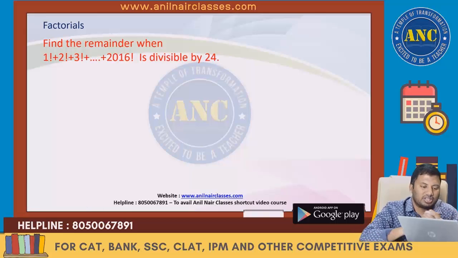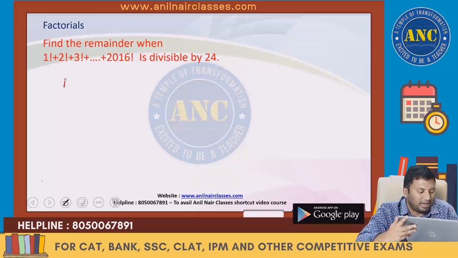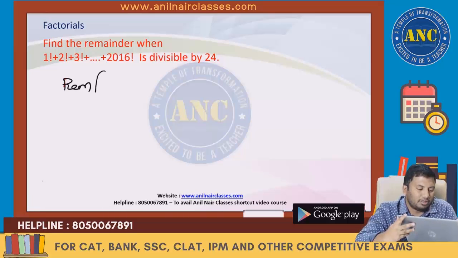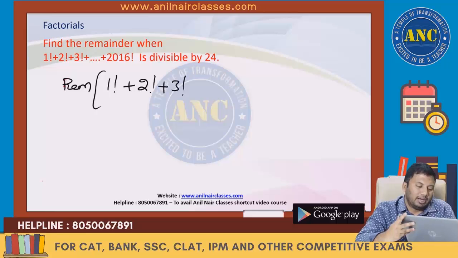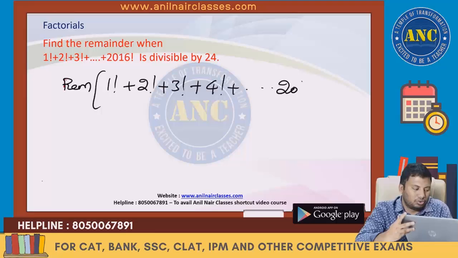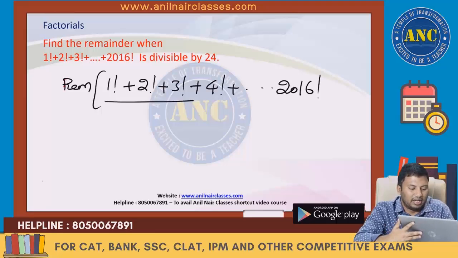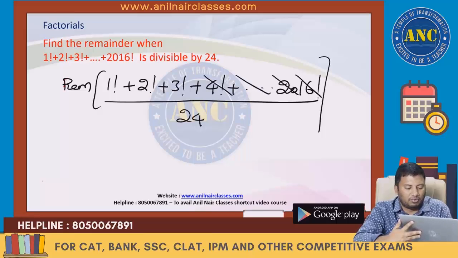These are all questions which we discussed in our previous class, same pattern. So I will go little fast. 1 factorial plus 2 factorial plus 3 factorial, 4 factorial onwards 2016 factorial divided by 24. From 4 factorial onwards, all are divisible by 24.